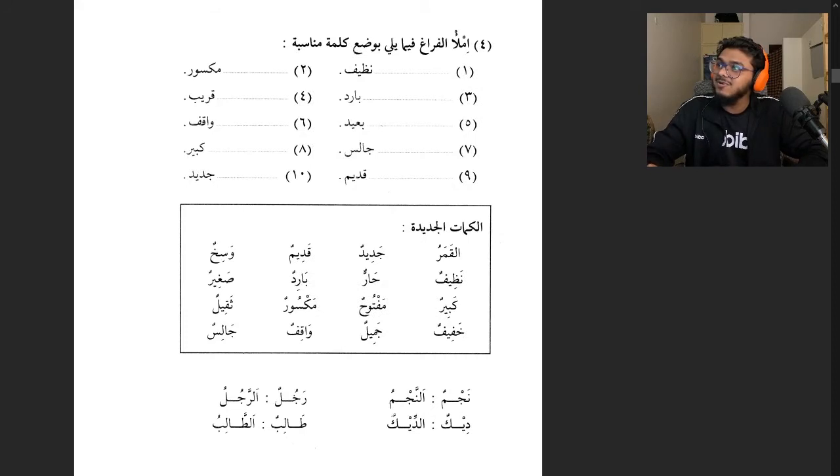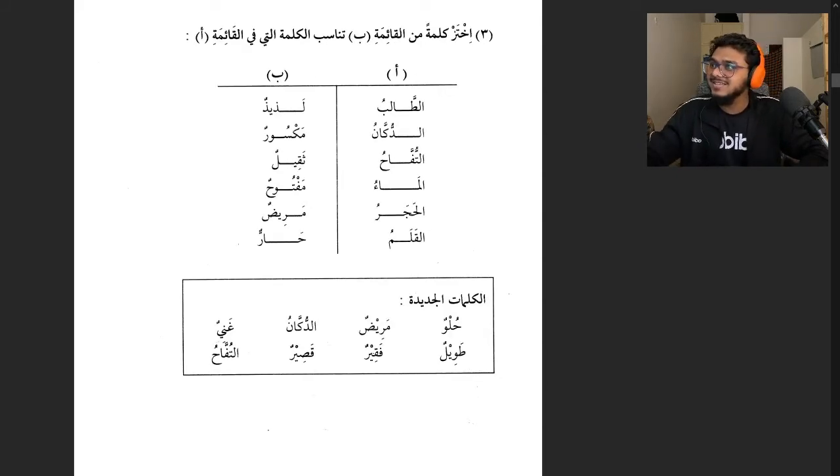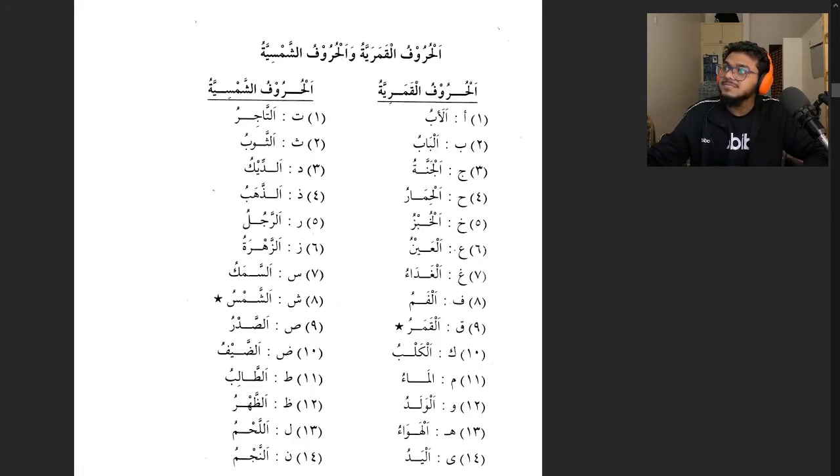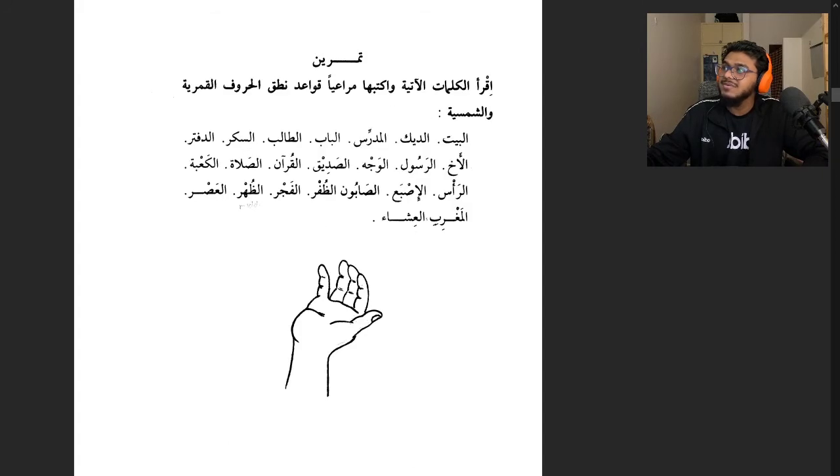Okay, so let's find any other feminine words here. All these are mudhakkar. Where are the girl words, right? No girls to be seen here. Oh, feminine nouns. Okay, ladidun, maftuhun, jadidun. All these are مذكر, غني, جميل, حلو, بعيد, كلها مذكر. الطبيب طويل والمدرس, all these words are مذكر. الباب والتاجر, all these two are مذكر. مذكر, the whole page. Oh, الصلاة here.